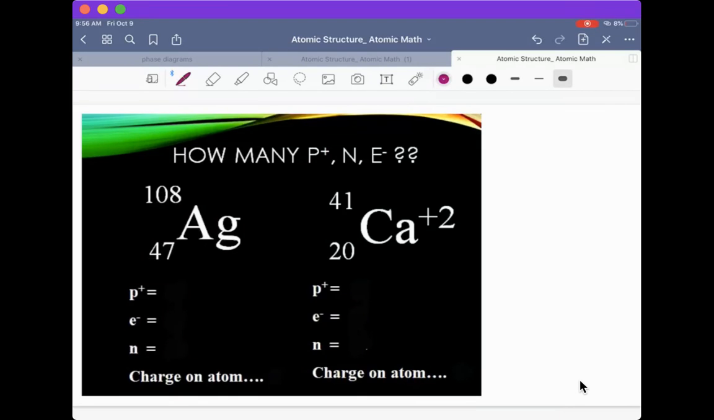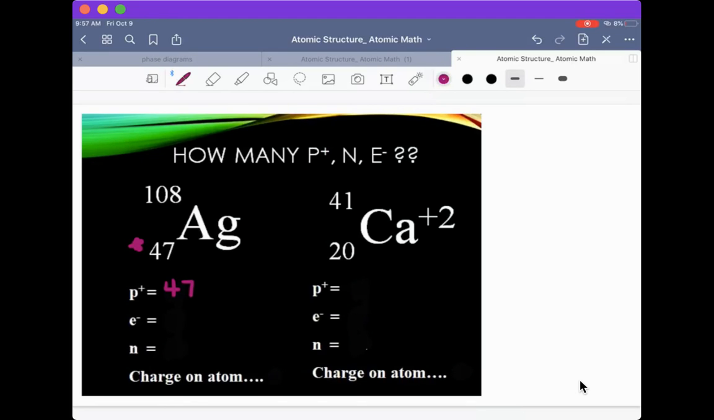The number of protons is always easy because it's whatever the atomic number for that element is. So here we have silver. The atomic number for silver is 47, so that's how many protons we have: 47. For the number of electrons and neutrons, we're going to have to put in a little work to get this. So let's do neutrons first.